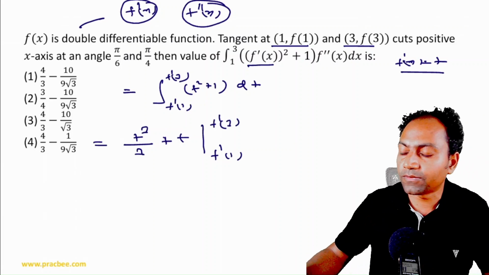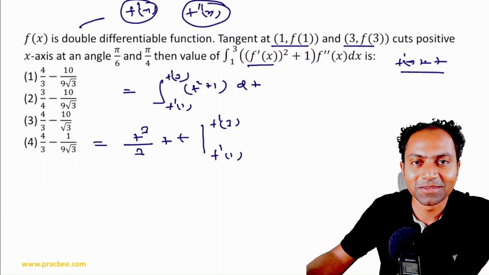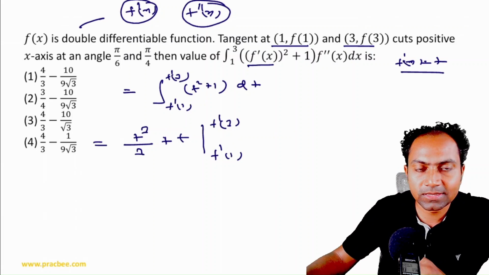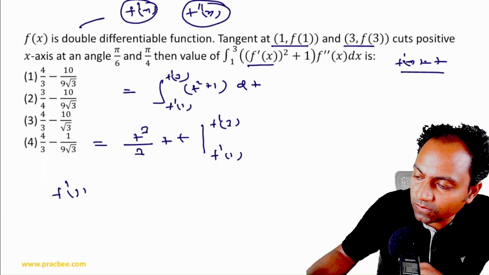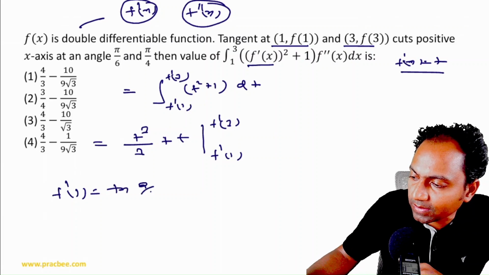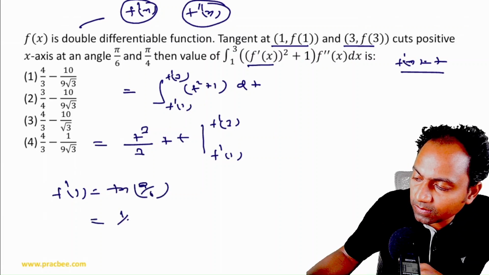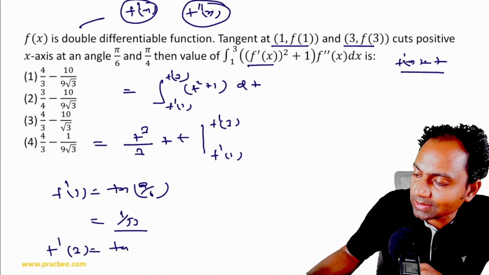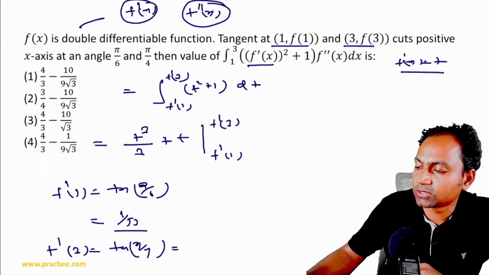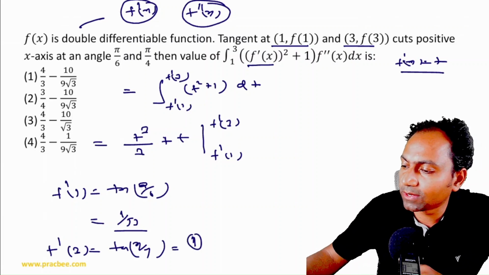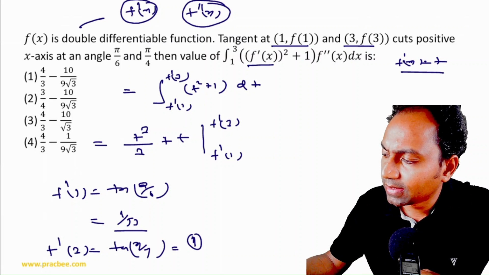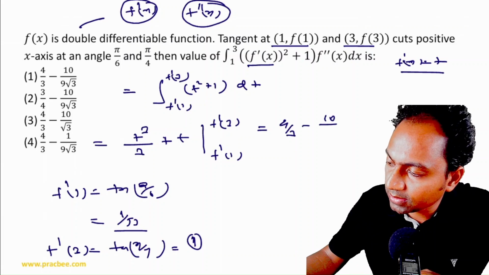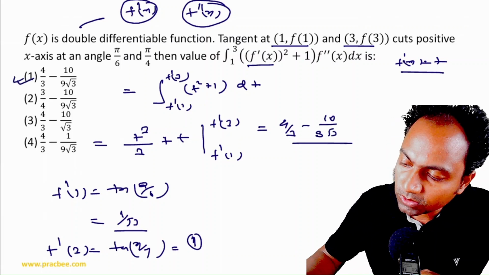All I need to do is basically figure out the value of f dash 1 and f dash 3. Now what they have given is that the tangent at the first point cuts the x-axis at an angle. So they have already given you this. So f dash of 1, they have given, is nothing but tan of pi by 6. And this is nothing but 1 by root 3. And f dash of 3, they have given as tan of pi by 4. That is the slope of the tangent. This comes out to be 1. If you put these values, this will simplify and your answer comes out to be nothing but 4 by 3 minus 10 by 9 root 3. And that is nothing but option A.